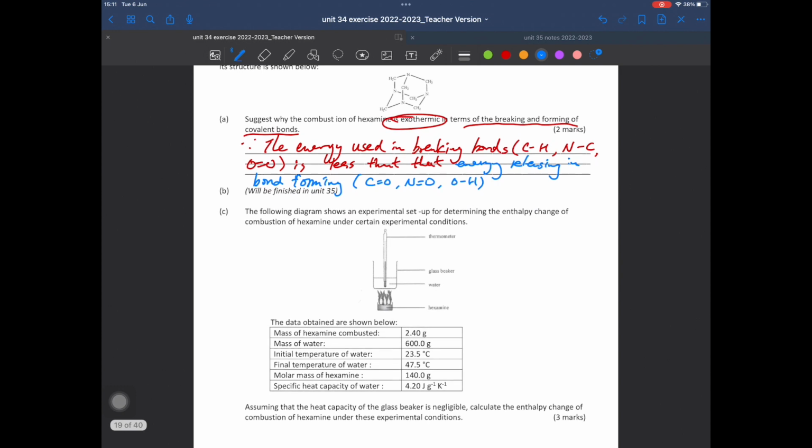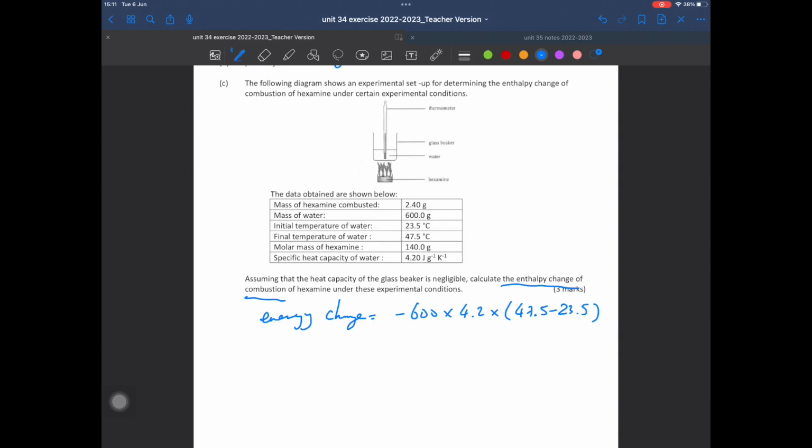And next one is calculate the enthalpy change of combustion. Here is the equation, mc delta T. And next one is divided by number of moles as usual, like this. There's nothing special. We have tried many times already, right? Again, don't forget the negative sign.